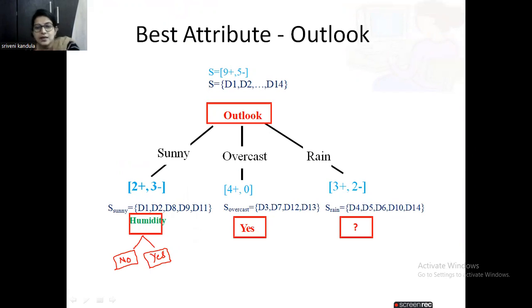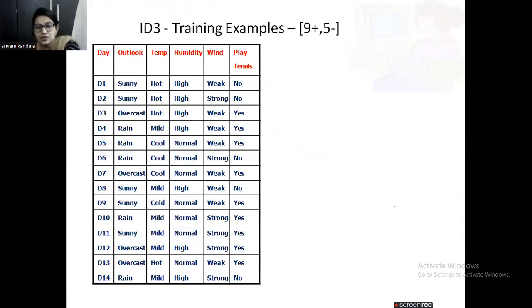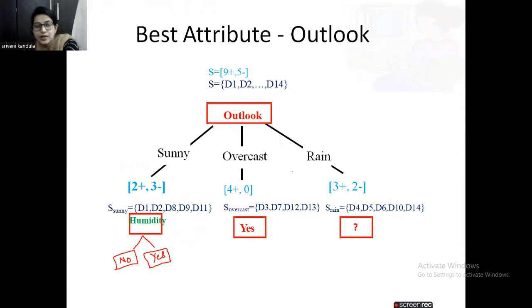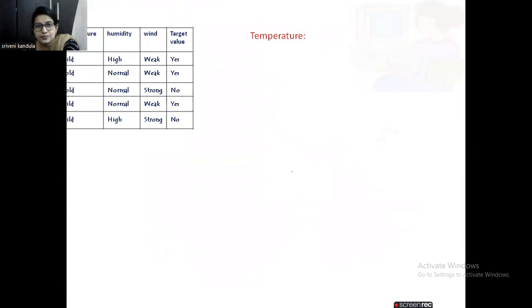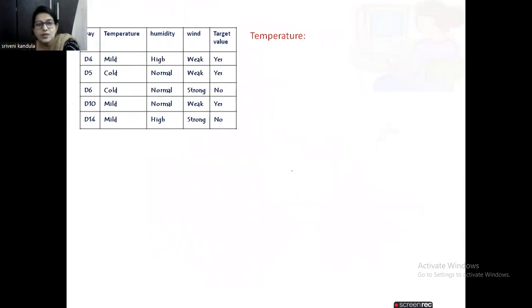Next, similarly, we have to compute for the rain also. You have to follow the same procedure. And these are the data sets we are considering. So with this, we will construct a separate table. From these examples, once again, we will take only D4, D5, D6, D10 and D14. And let's make a separate table. And now, once again, calculate the gain value for temperature, humidity, and wind.